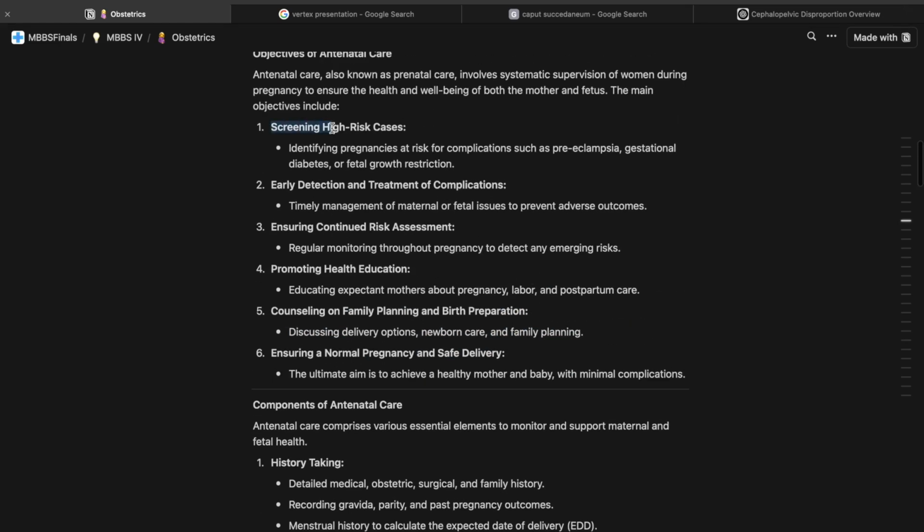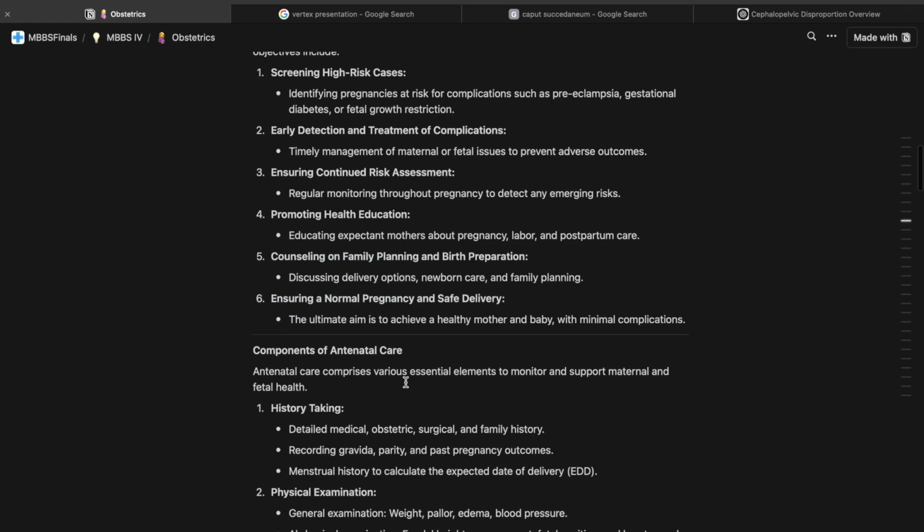So, first is screening for these diseases, early detection and treatment. Detection and treatment of various diseases, ensuring continued risk assessment. Next is health education. Next one is counseling. Next one is normal pregnancy and safe delivery.